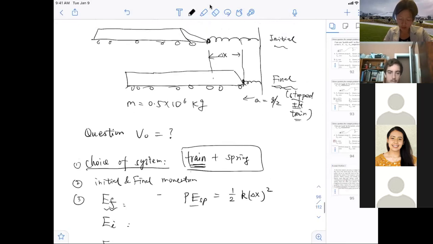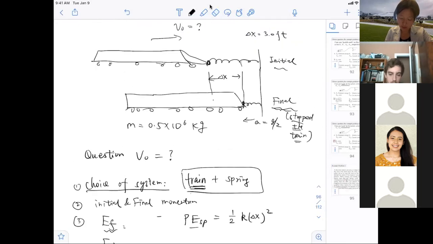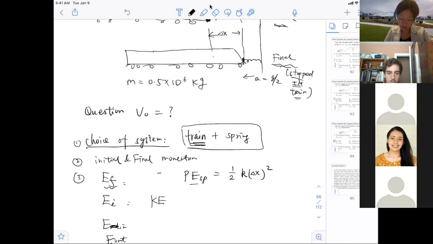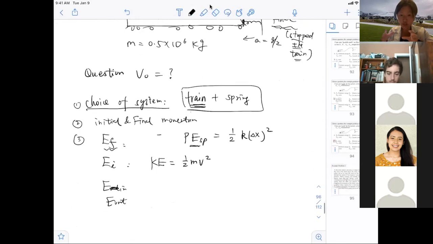Our initial energy of the system, train and the spring, right here. The initial moment is the train coming in and it hasn't touched the spring yet. At that moment, the train and the spring together, what kind of energy do they have? Do they have kinetic? Yes, that's just from the train. The spring right now has no energy, it hasn't been compressed, so you do not have potential energy at the initial moment. So it's really just a transformation: all that kinetic is going to go to your elastic potential.